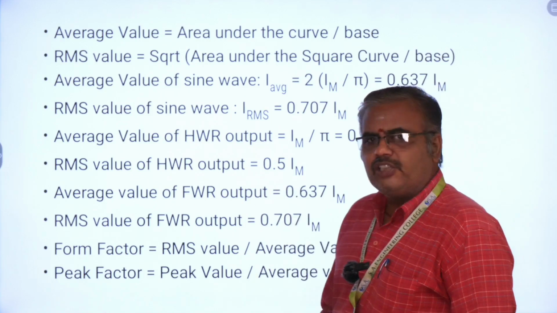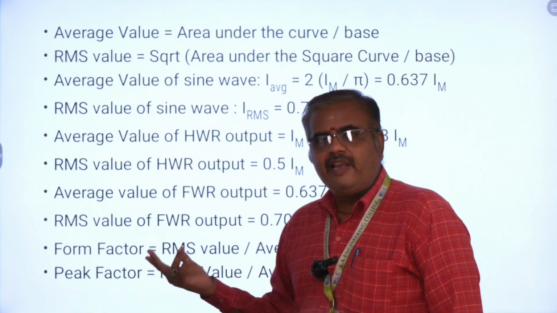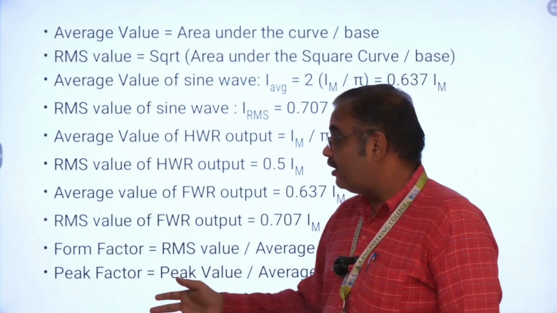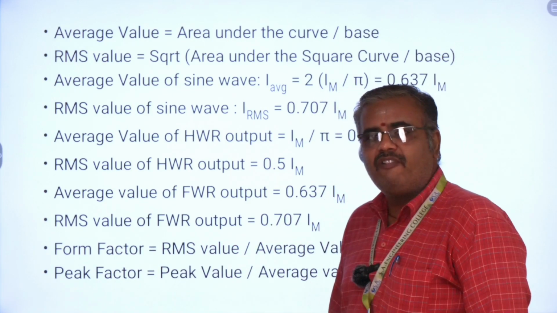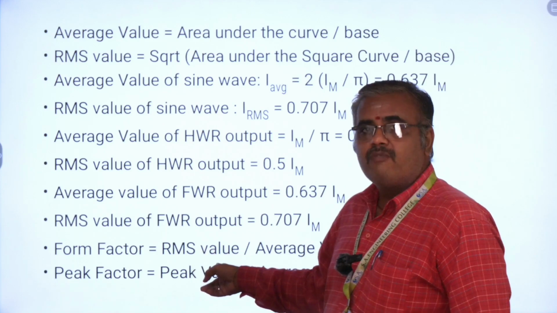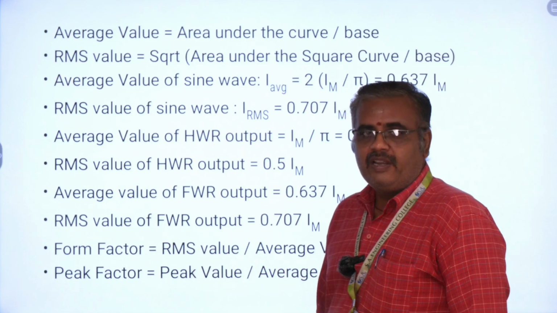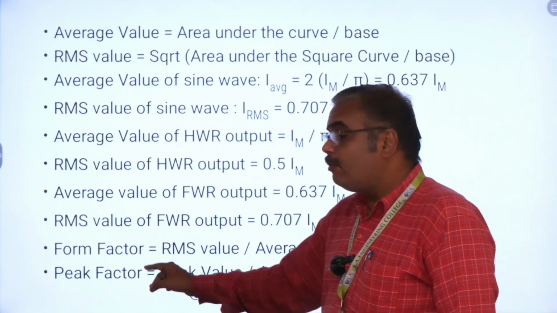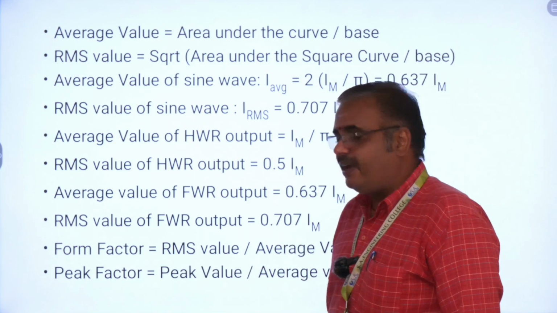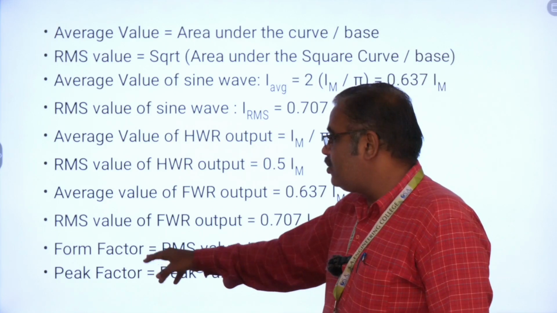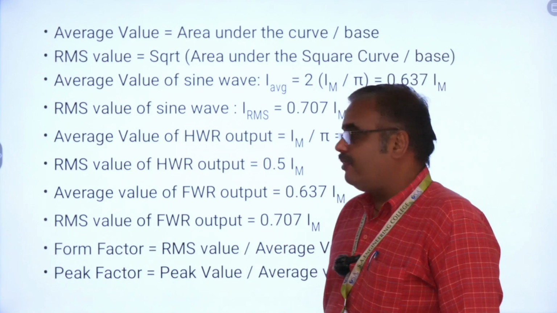Apart from these, you have two other factors which are used for AC quantity calculations: form factor and peak factor. Form factor is defined as the ratio between RMS value and average value, and it is given by 1.11, a constant value. Peak factor is equal to peak value divided by average value. These two factors we have to keep in mind for calculating any parameters, right?